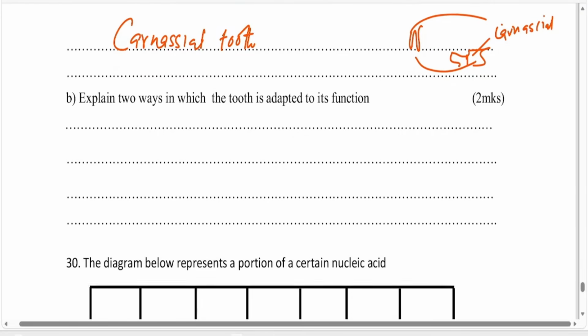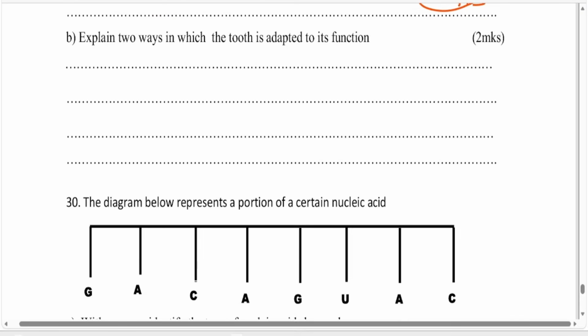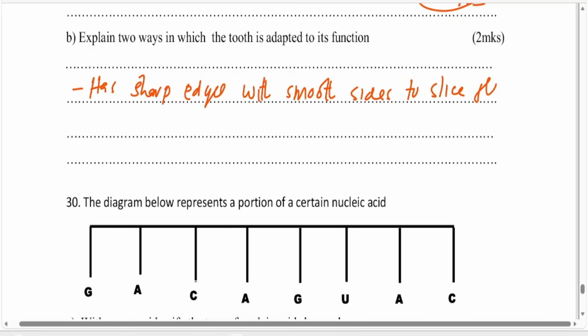Explain 2 ways in which the tooth is adapted to its function. This tooth has sharp edges with smooth sides to slice flesh. We also have another adaptation.